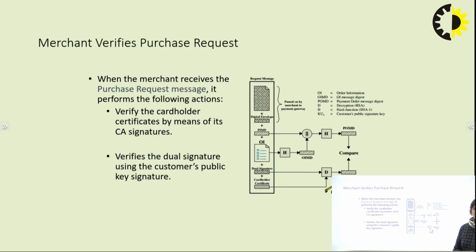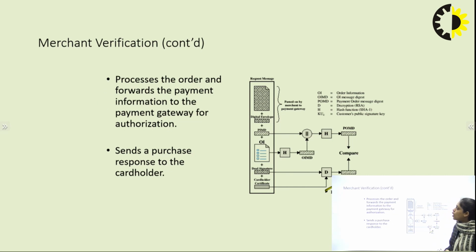So this is how the merchant verifies the purchase request. When the merchant receives the purchase request message, it performs the following actions: verifies the cardholder certificates by means of its CA signatures, and verifies the dual signature using the customer's public signature key. Merchant verification: the merchant processes the order, forwards the payment information to the payment gateway for authorization, and sends a purchase response to the cardholder.